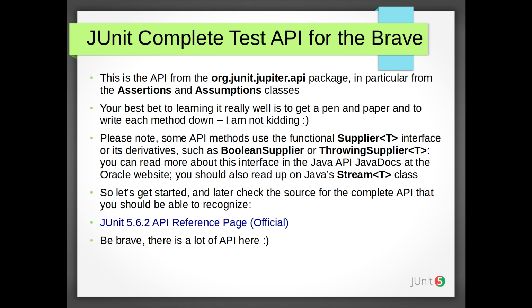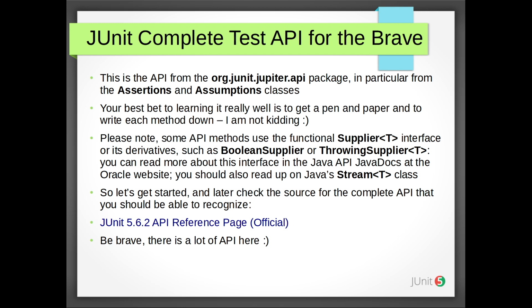Please note some API methods use the functional Supplier<T> interface or its derivatives, such as BooleanSupplier or ThrowingSupplier<T>. You can read more about this interface in the Java API Javadocs at the Oracle website. You should also read up on Java's Stream<T> class. So let's get started and later check the source for the complete API that you should be able to recognize.